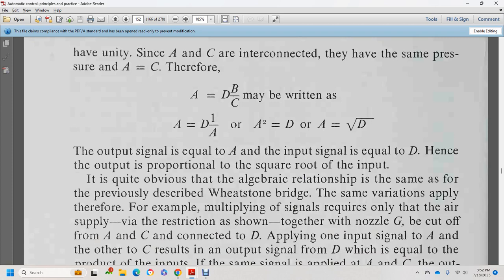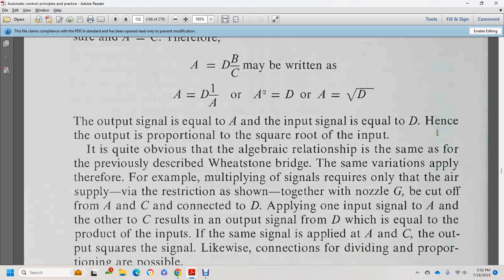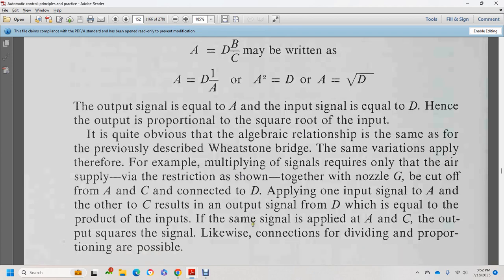The same variations apply. For example, the multiplying signal requires only the air supply via the restriction shown, together with the nozzle E with B cut off from A and C, connected with D, with one input signal applied to A and the other to C, resulting in an output signal from D equal to the product of the input signals. The same signal applied to A and C with the output squares the signal with the likewise connection. The dividing or proportional are possible.